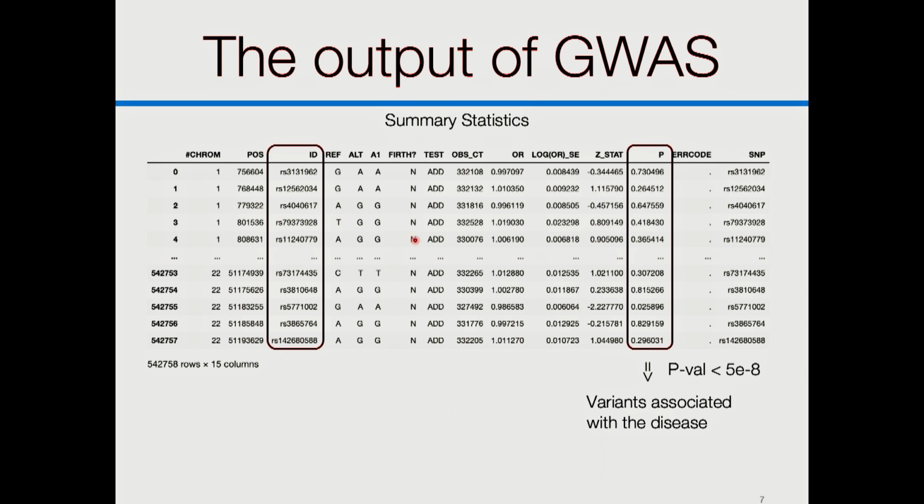Just to be a bit more concrete, the output of GWAS is a summary statistics file looking like this. The important columns here are the ID, which is the variant ID, and the p-value, which measures the variant's association with the disease. Because we're scanning millions of variants, we usually use a 5e-8 genome-wide significance threshold to find the set of variants that are associated with the disease with high confidence and false discovery control.